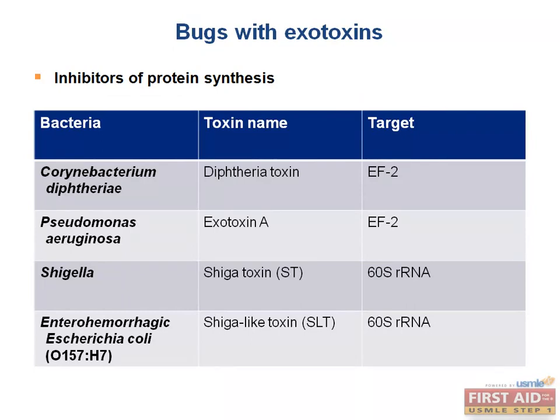Similar to Shigella, enterohemorrhagic E. coli, or EHEC, produces Shiga-like toxin. Note that EHEC is a non-invasive bug. Here's a nice opportunity to integrate with both heme and renal chapters of the book. Both Shigella and E. coli O157H7 can cause HUS, or hemolytic uremic syndrome.